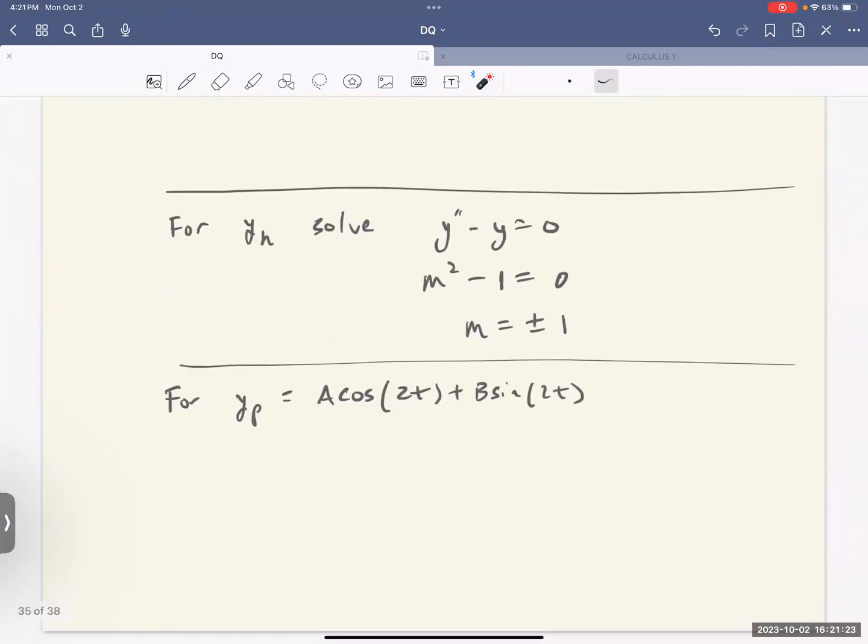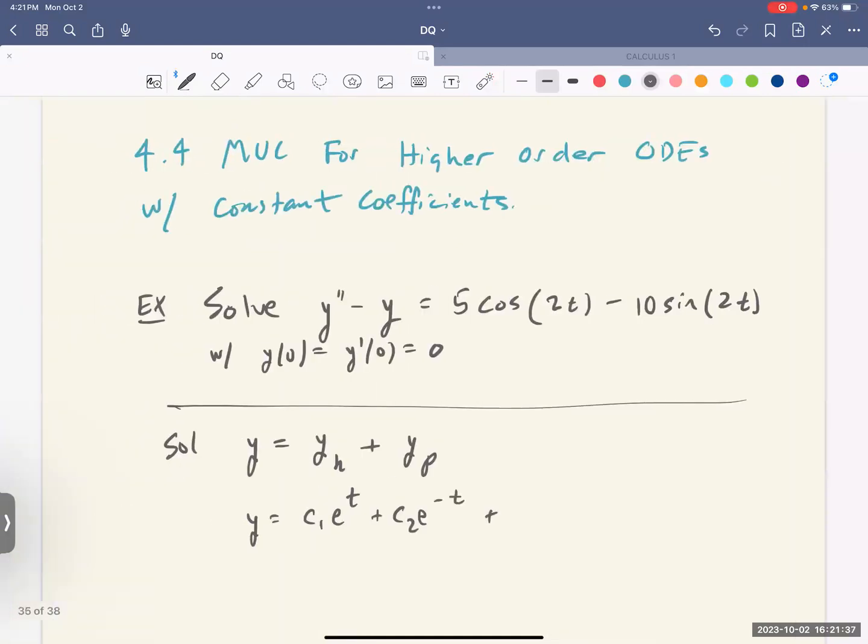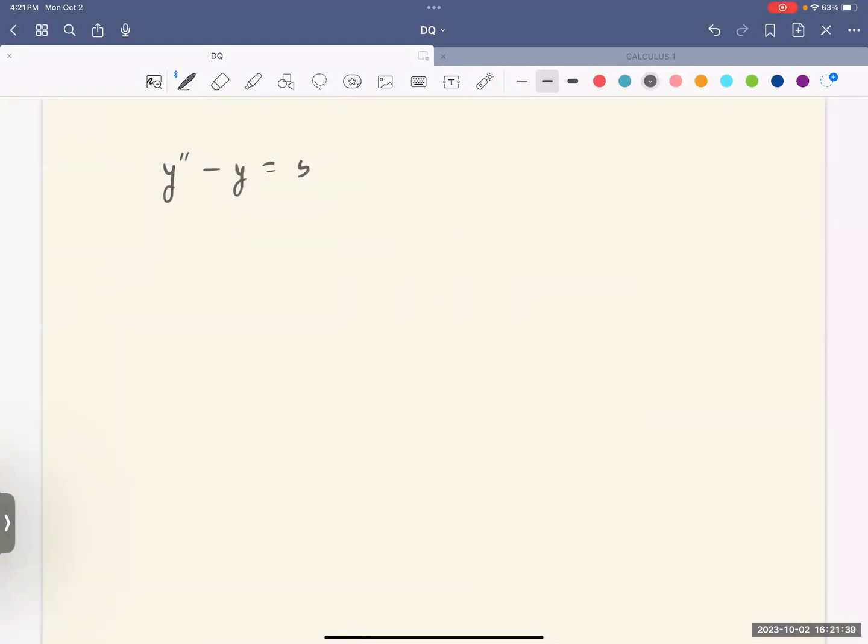We're going to need more space. All right, so the equation was y double prime minus y equals 5 cosine 2t minus 10 sine 2t. And our y sub p again was a cosine 2t plus b sine 2t.